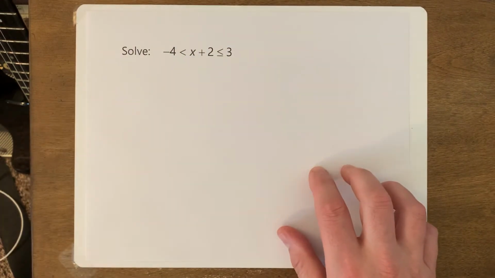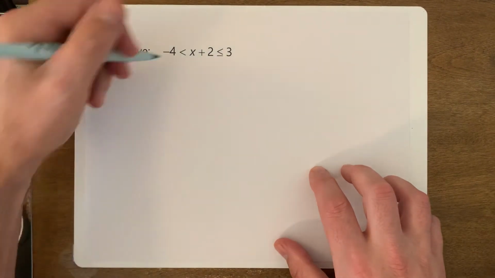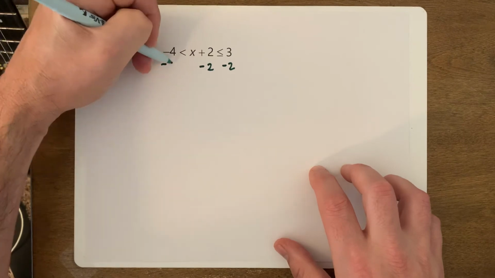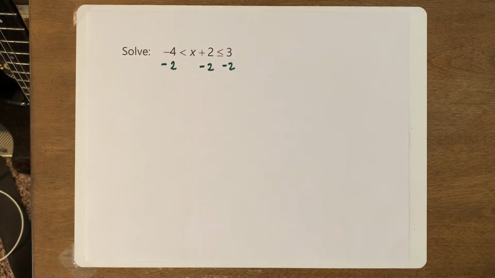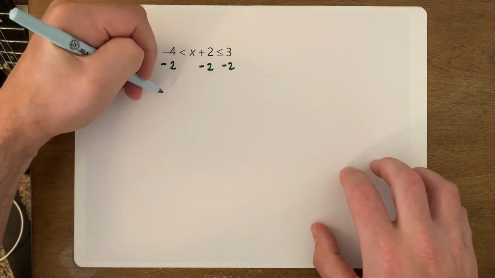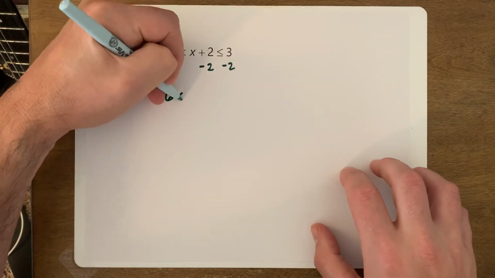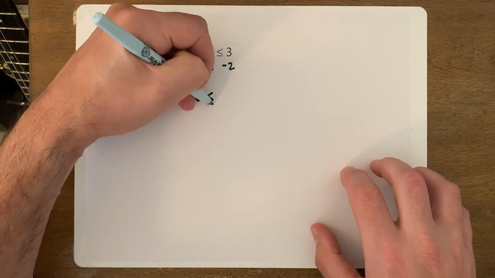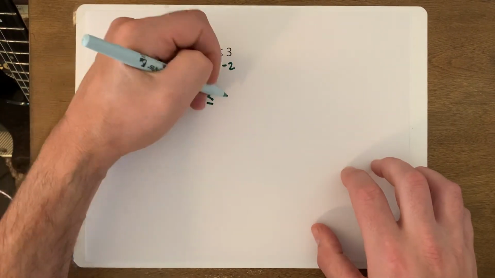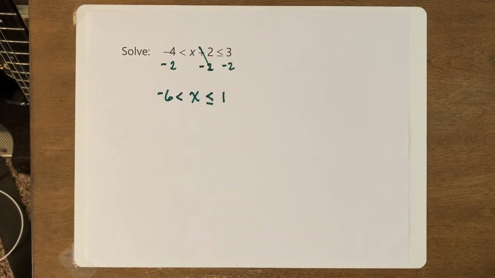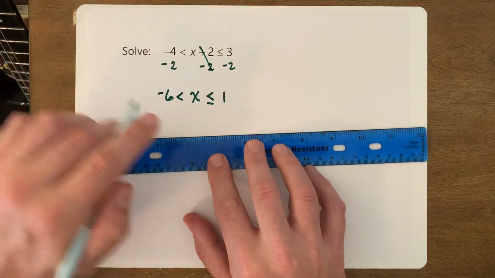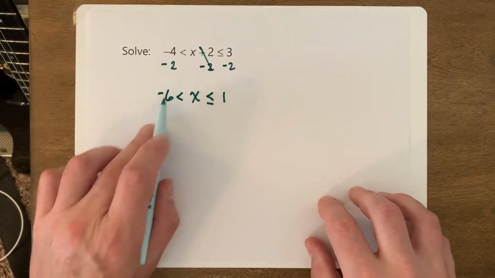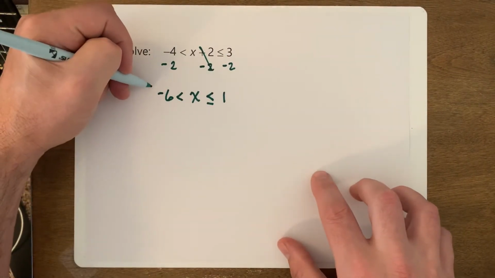So here's what I mean by that. Take the x plus 2 and subtract 2 from all 3 parts of this. -4 take away 2 is -6, less than x, less than or equal to 3 minus 2, which is 1. This is going to be very, very easy to graph. This is your solution set, basically.